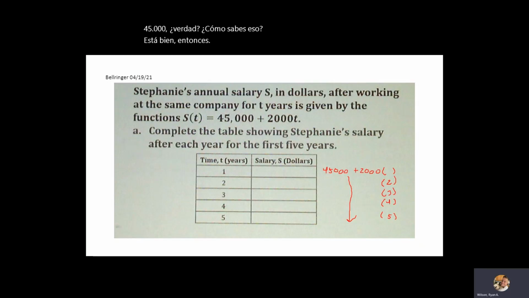These are the type of questions that we're going to ask ourselves today. Because another way of writing S of T is equal to 45,000 plus 2,000 T is Y equals MX plus B. I'm trying to make sure that we see through the different modalities, because this is something that we're going to practice today. When we're dealing with linear functions, remember Y equals MX plus B, and B is the Y-intercept. This is the Y-intercept, 45,000, that's what we start with.